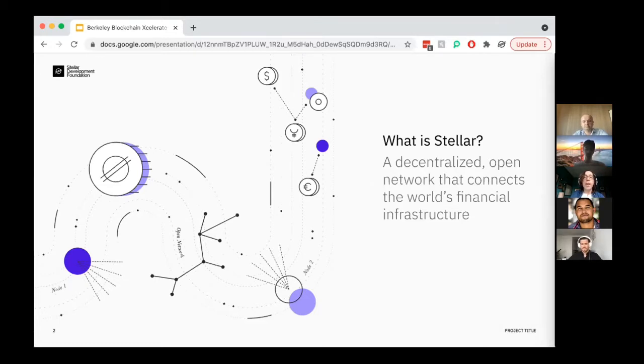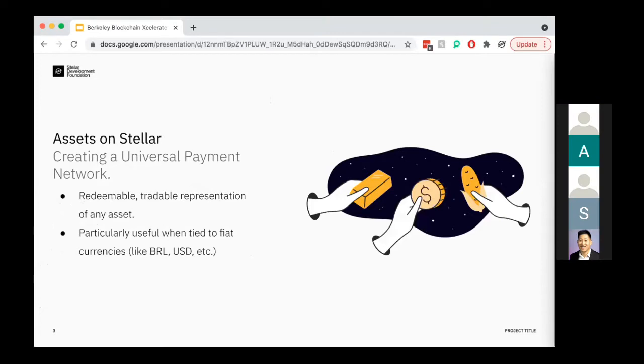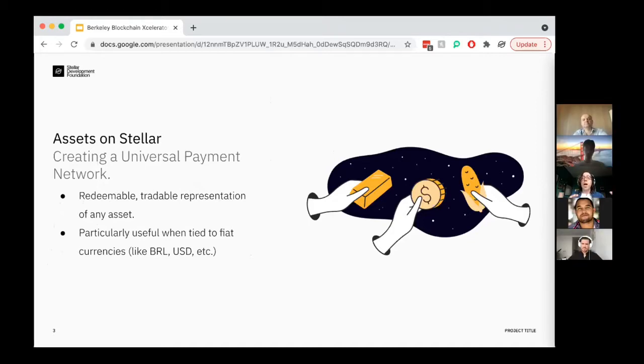So just real quick, here's how it works. We'll start with asset issuance. Stellar allows anyone to create a redeemable, tradable representation of any asset in a few simple lines of code. Digital asset issuance is the backbone of the Stellar network. It's how Stellar connects the world's currencies. It's also what Stellar was built for. You can issue an asset that represents really anything, right? From corn bushels to gold to an hour of your time as a consultant, say.